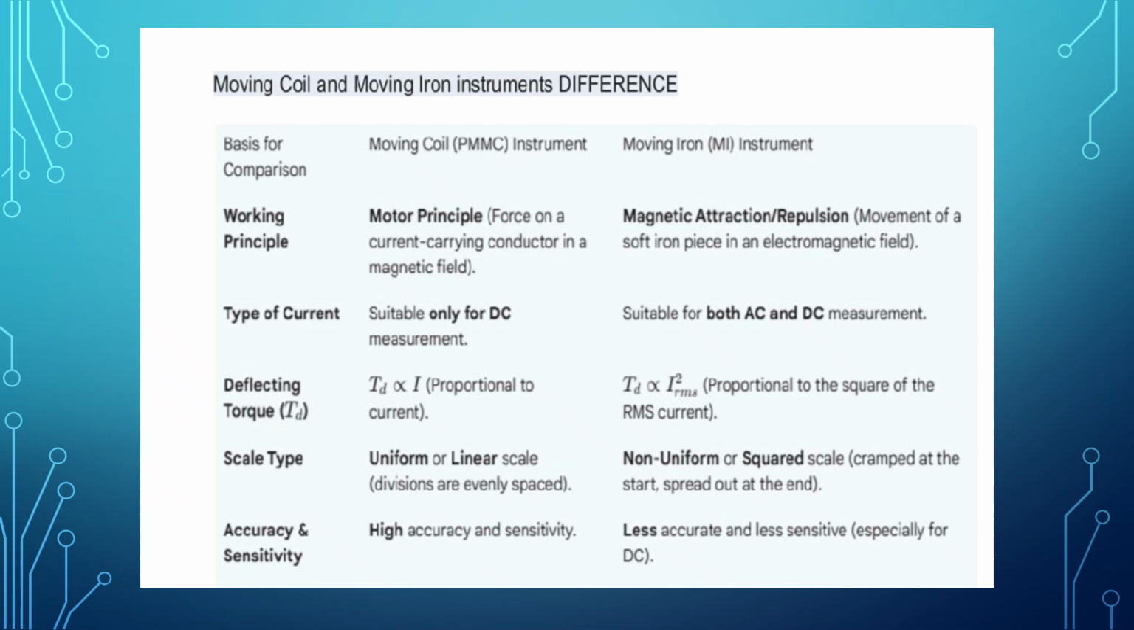A uniform or linear scale is used in the moving coil. A non-uniform or squared scale is used in moving iron. And what is the accuracy? The moving coil has a high accuracy and sensitivity, and moving iron is less accurate and less sensitive.